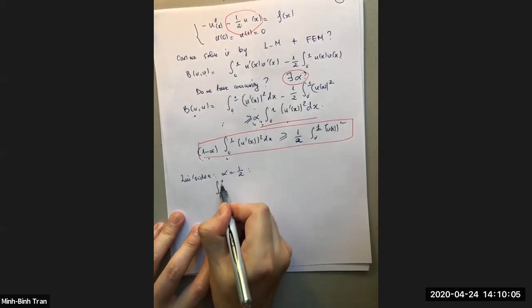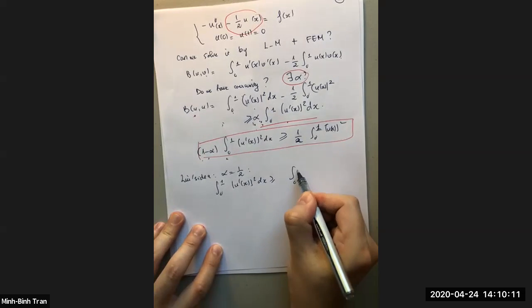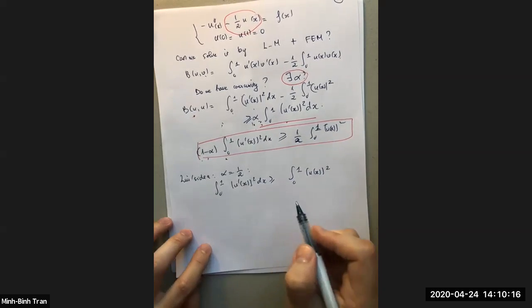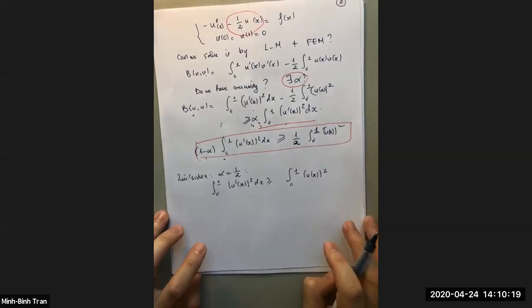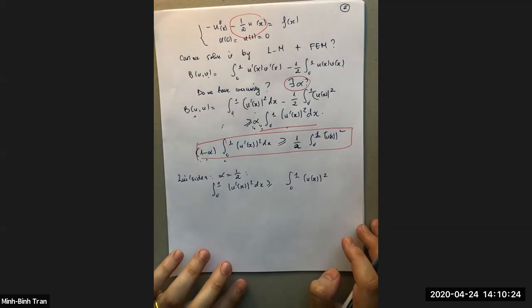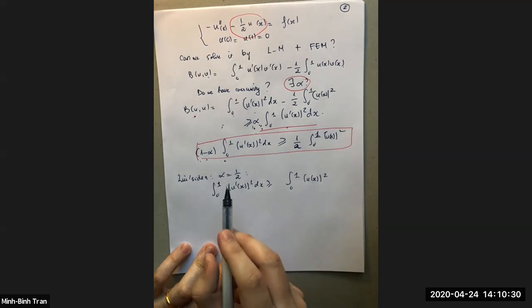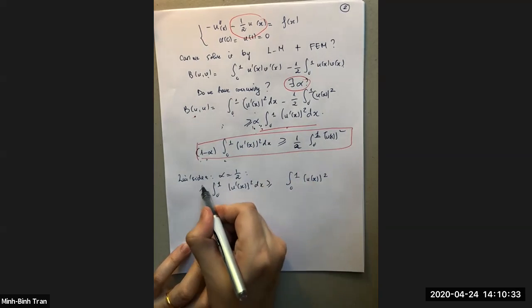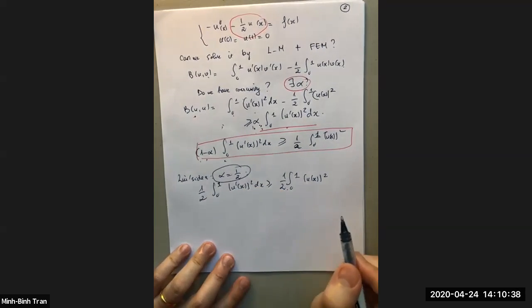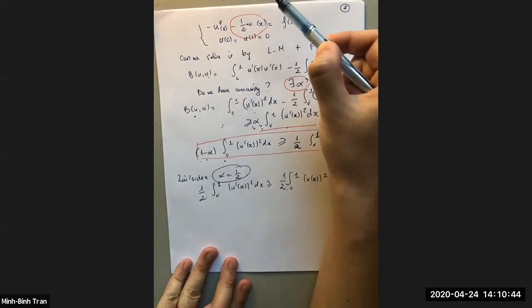Then, according to the Sobolev inequality, the integral from 0 to 1 of u prime x squared is going to be bigger than the integral from 0 to 1 of u x squared. So when alpha is 1 half, this is 1 half and this is 1 half. I explain again: in this equation, I replace the coefficient here with 1 half.